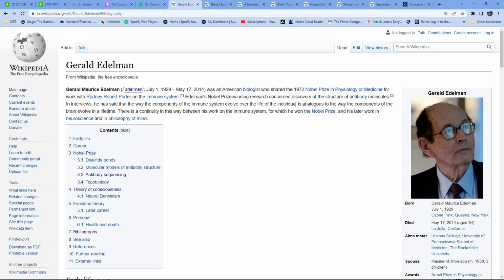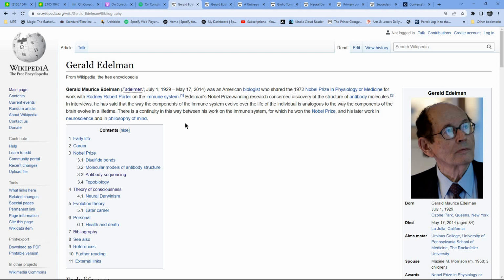So Gerald Maurice Edelman was an American biologist who actually shared the 1972 Nobel Prize in Physiology or Medicine with Rodney Robert Porter for work on the immune system. At that point, his research revolved around the study of antibody molecules. But what was interesting is he subsequently went on to do work in neuroscience and philosophy of mind.